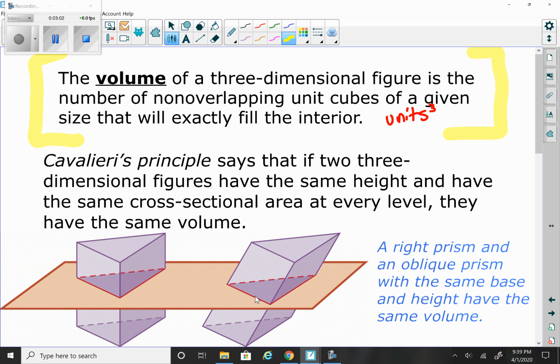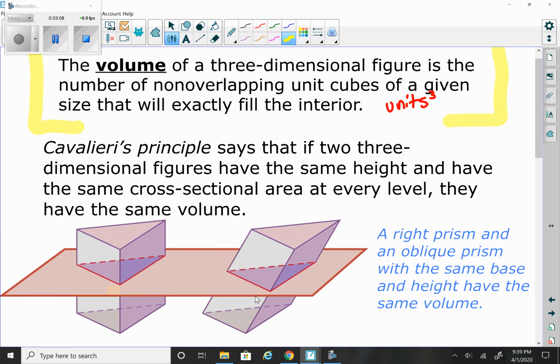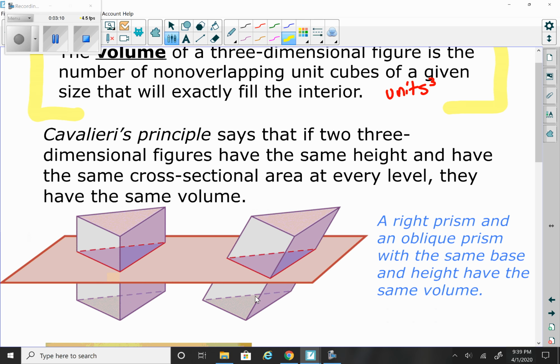I know in the surface area part of this unit, I said that we weren't going to worry about oblique prisms, but with volume, we may have some problems that deal with oblique prisms because it's the same formula. You're going to use the same formula to find the volume of the same type of oblique prism that has the same height and same cross-sectional area.